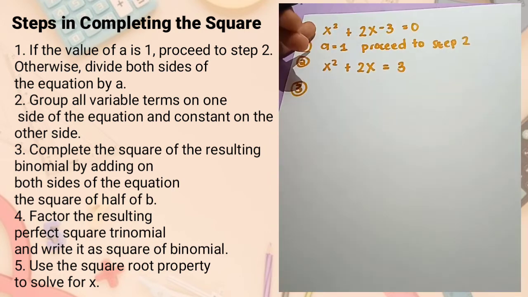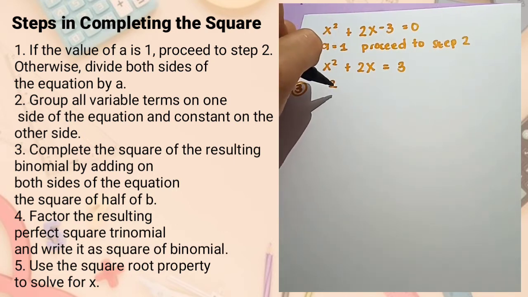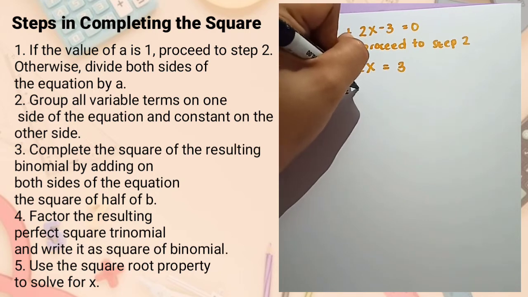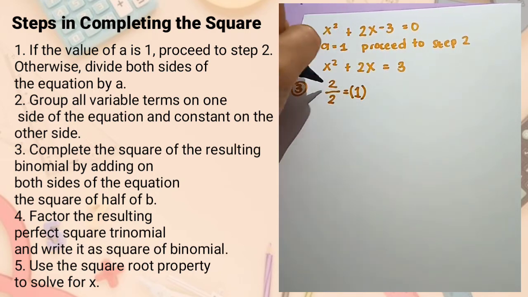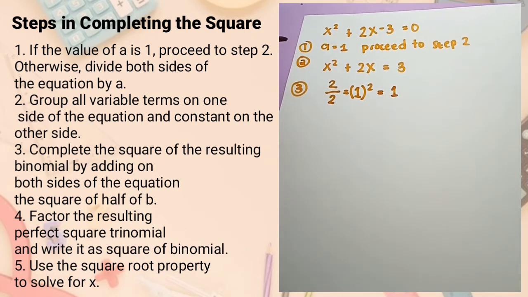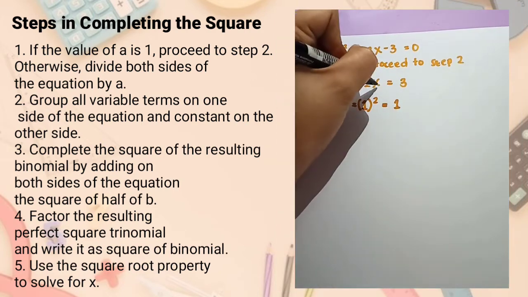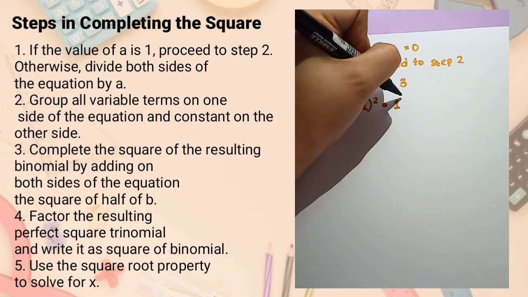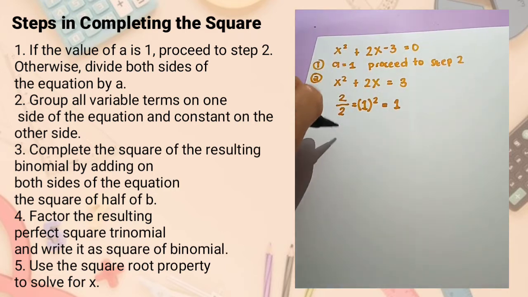So, next step, kukuhanin natin yung value ng b. Okay? So, ang value ng b natin ay 2. Then, i-divide natin yung value ng b sa 2. Then, it is equal to 1. Then, yung nakuha natin sa pinag-divide natin ay i-square naman natin. So, equals to 1 na siya. Yung 1 ay idudugsong natin dito sa left-hand side na idadagdag nating term at dun sa right-hand side.